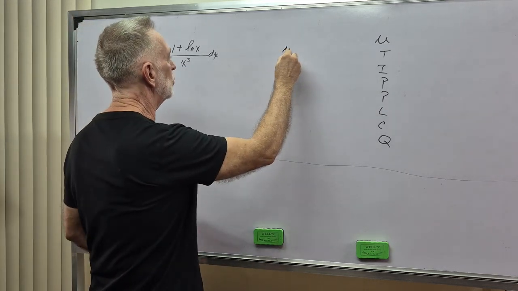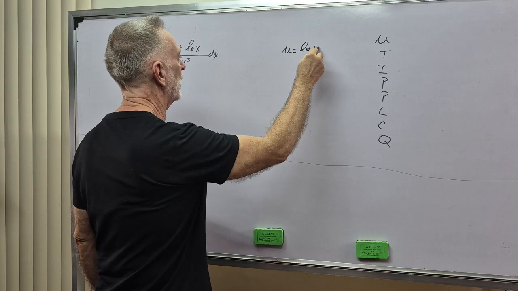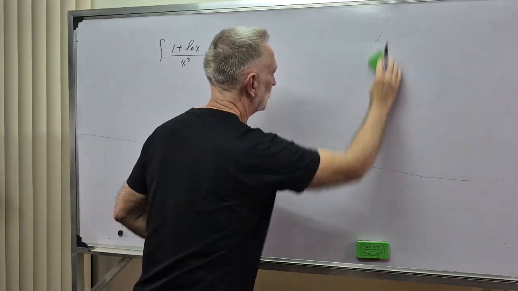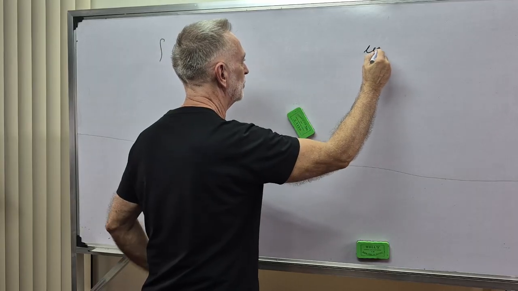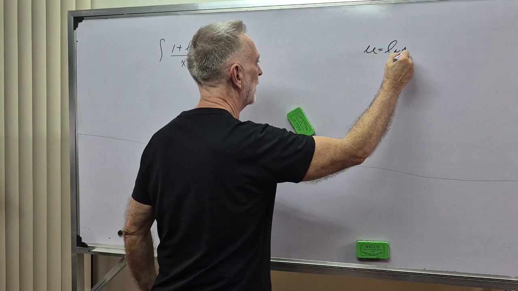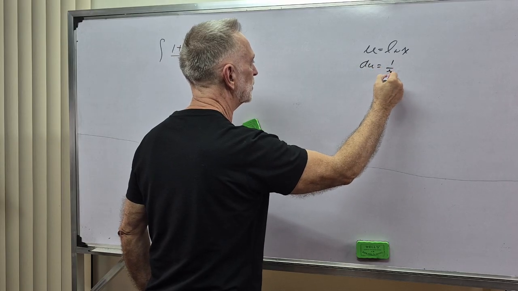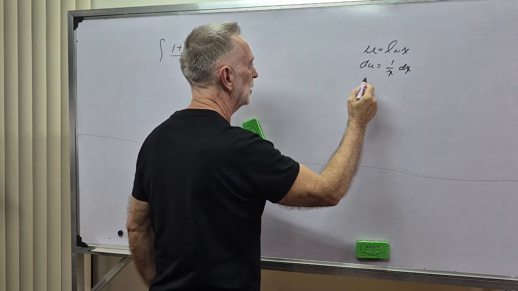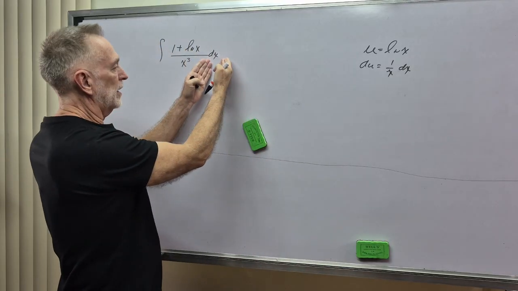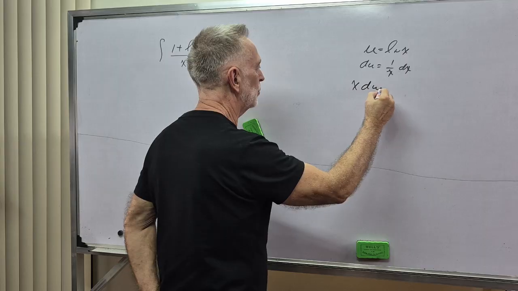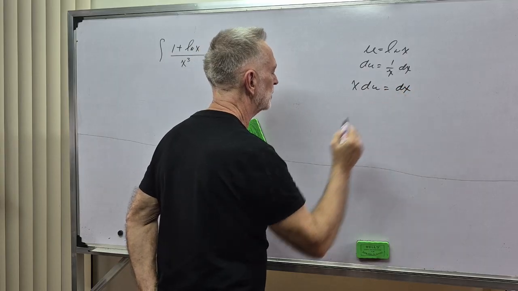So let's let U equal natural log of x. Okay, matter of fact, let's just scoop that over because we're going to need the room. U equals natural log of x. So du equals 1 over x dx. Okay, we need to solve for dx because we need to substitute for that. So x du equals dx.